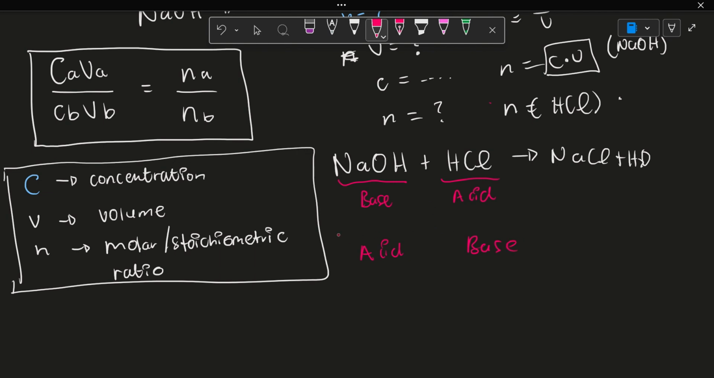I am not saying that is true. I am not saying that sodium hydroxide is an acid, and I'm not saying that hydrochloric acid is a base. Please do not get me wrong on that part. That is not what I am saying. Now, the importance of saying this is this.